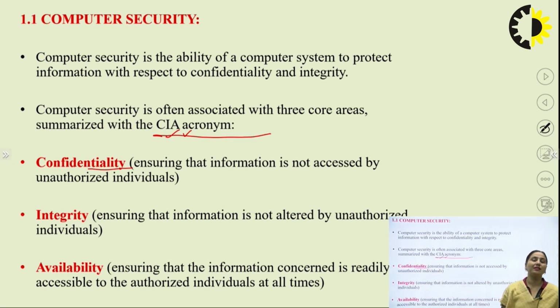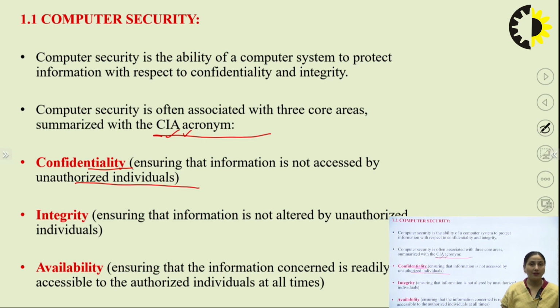Now, what is confidentiality? What do we understand by confidentiality? Why is there a need for confidentiality? It simply means that we need to ensure that information is not accessed by unauthorized individuals. That means only the authorized users will be able to access the data. One who is not an authentic user, one who is not an authorized person, should not be able to access the data.